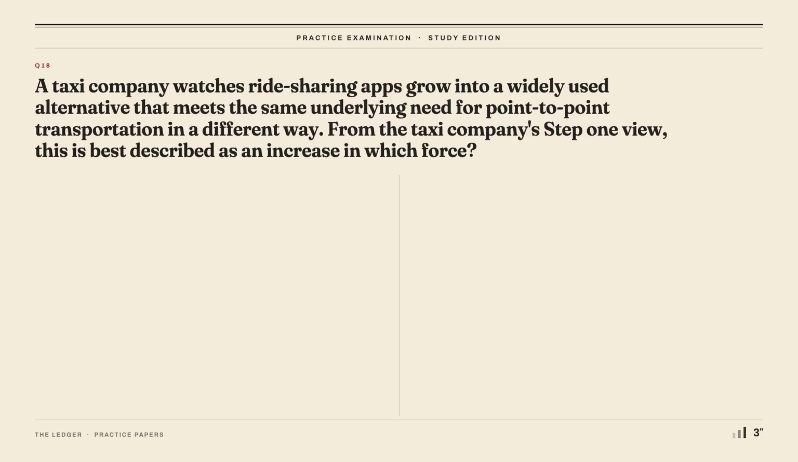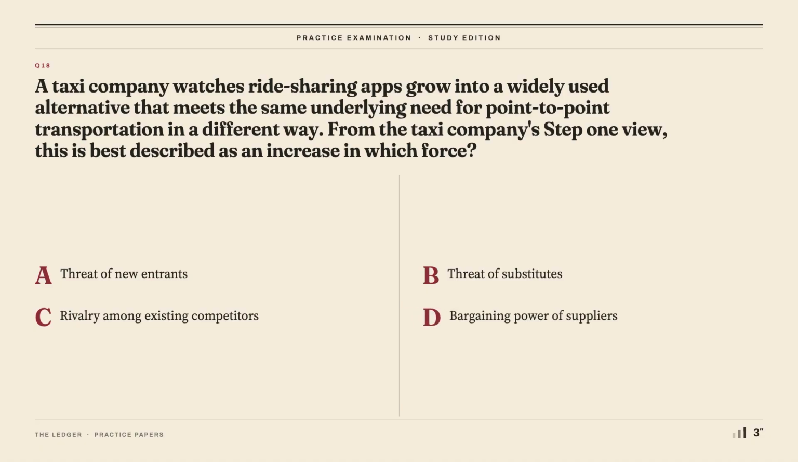Your options are A. Threat of new entrants, B. Threat of substitutes, C. Rivalry among existing competitors, D. Bargaining power of suppliers. Take a second. Which answer would you pick?